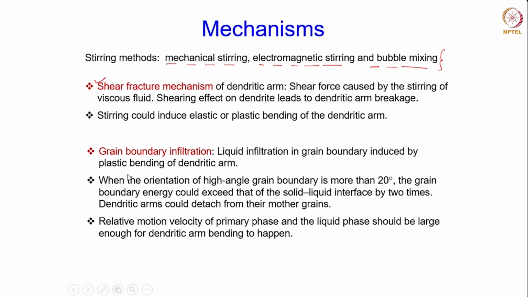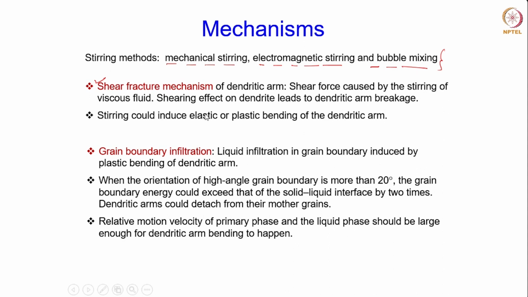This stirring could induce elastic and plastic bending of the dendritic arm as well. That will also have some effect, and that is what we are going to see next, as to what happens when you have the bending of the dendritic arm. That could lead to the infiltration of the grain boundaries. This liquid infiltration in the grain boundary is induced by the plastic bending of the dendritic arm, and this plastic bending is actually induced by the stirring of the melt.